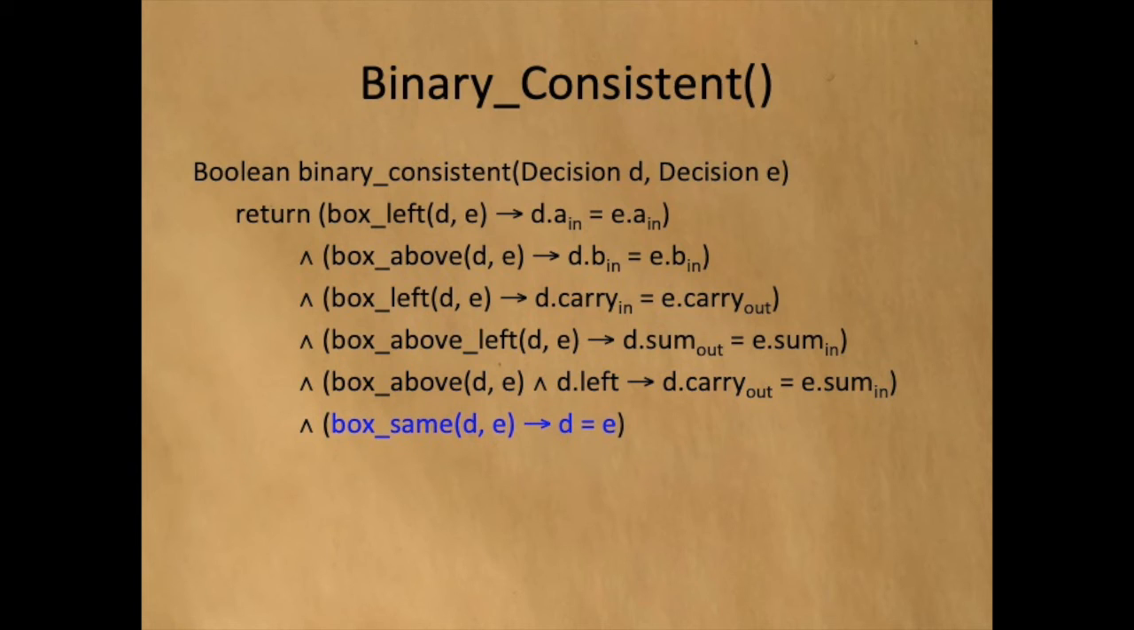And finally, the last constraint ensures that only one decision within each box may be chosen. So all decisions are incompatible with all other decisions in the same box. So if D and E have the same AN and BN values, then D must equal E.